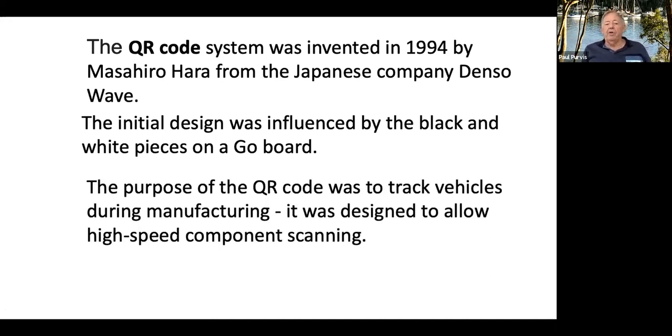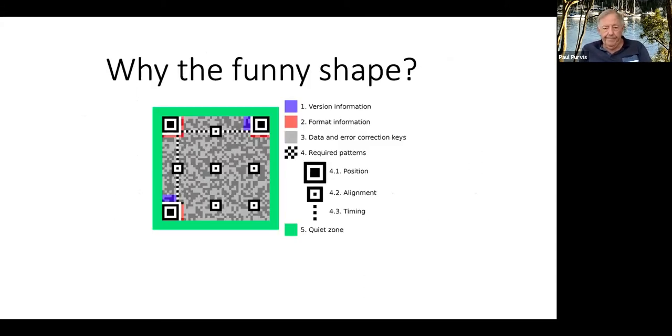He designed it so that it would track motor vehicle construction for high-speed component scanning. So when the bits went ripping by, it would be easily recorded by a QR code. So that's a long while back, 1994. It came to my attention maybe 7 or 8 years ago, and I thought, oh, well, I don't think this is ever going to be much of a success, but of course, COVID has brought it right up to the front. So why has it got this funny shape?